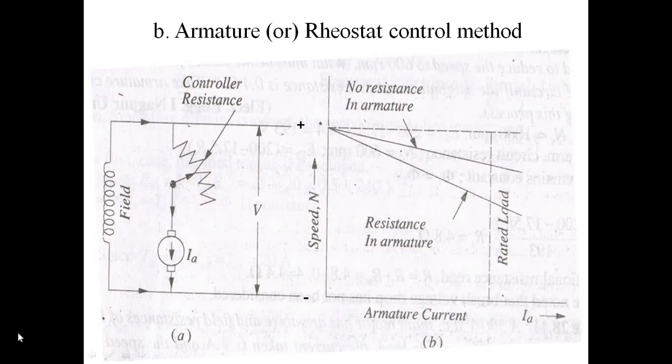This method is only for speeds below the rated speed in the DC shunt motor. The flux control method or field control method is only for speed control above the rated speed of the motor.